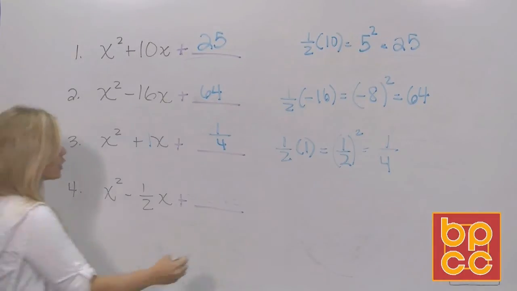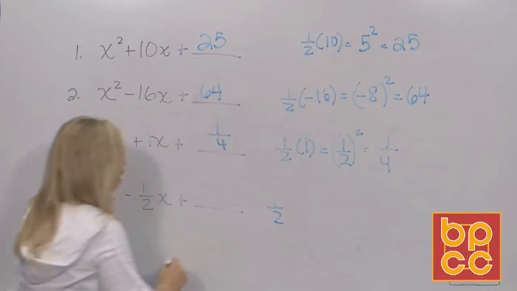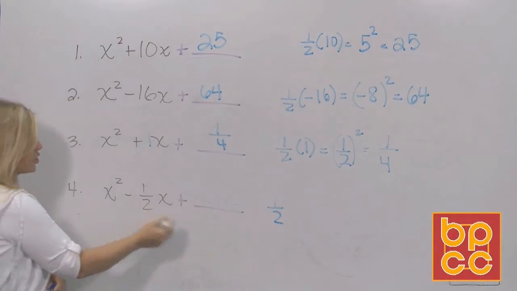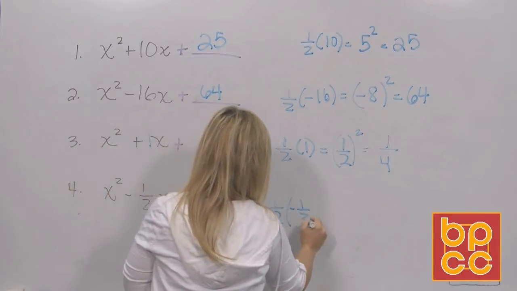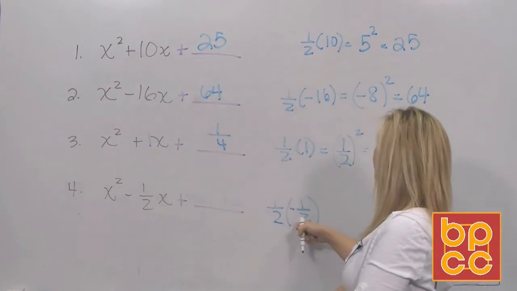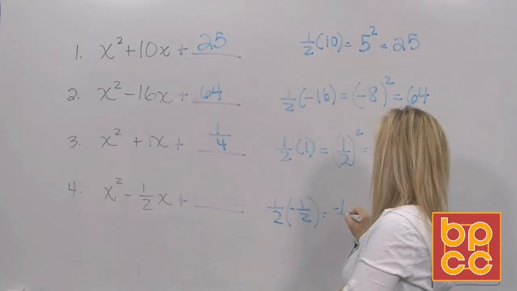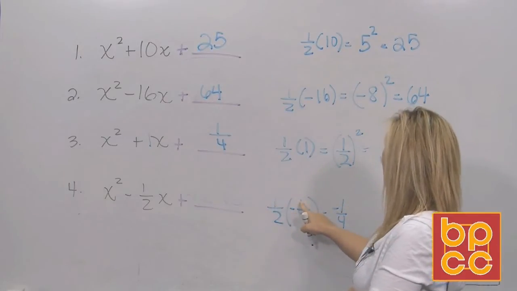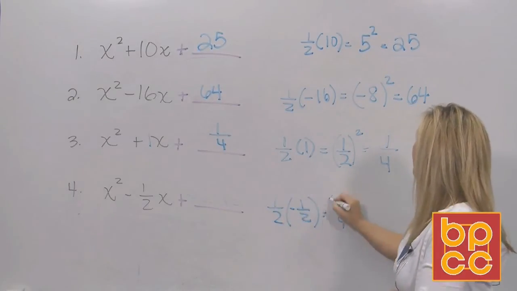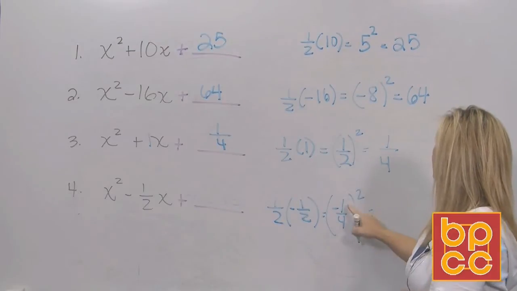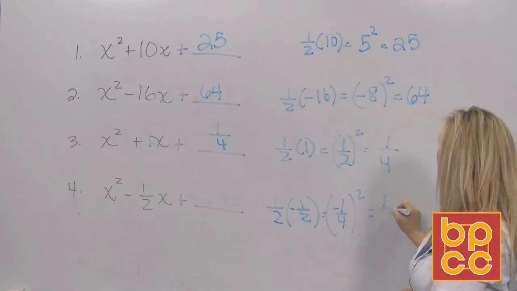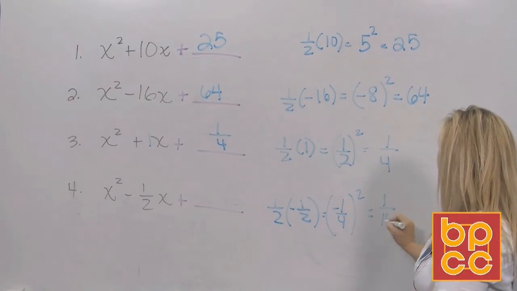So the rule is we're going to take half of the coefficient. This time the coefficient is negative a half. Well, half of negative a half is negative 1/4. Top times top, bottom times bottom. Then we got to square that. Negative 1 times negative 1 is 1. 4 times 4 is 16.